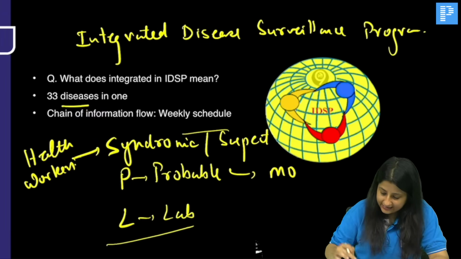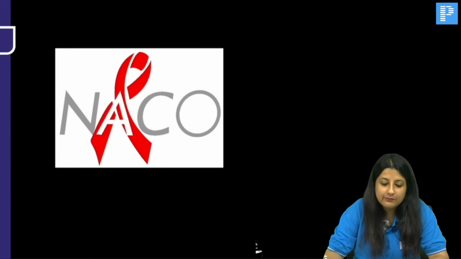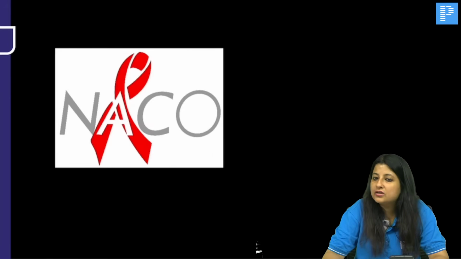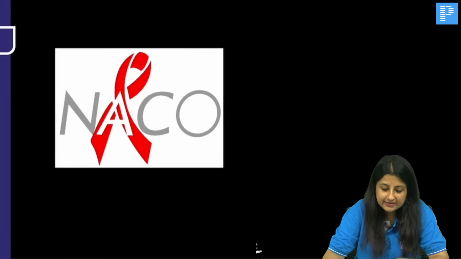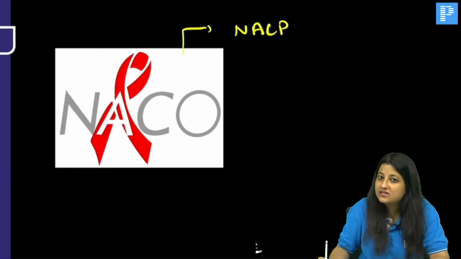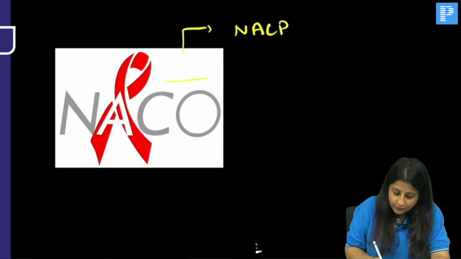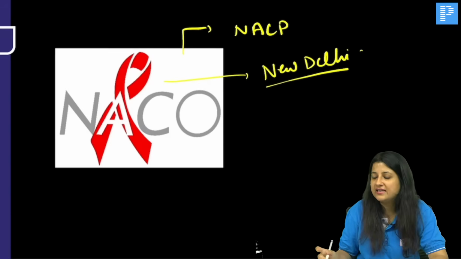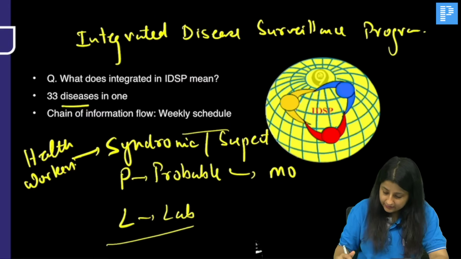ठीक है, IDSP. Next one, what is the name of this organization? NACO क्या है and where is its headquarter? National AIDS Control Organization. So NACO gave the program which is NACP, National AIDS Control Program. The headquarter of NACO is in New Delhi. One thing that I want you to revise, although we had done in LRRs guys, sorry.